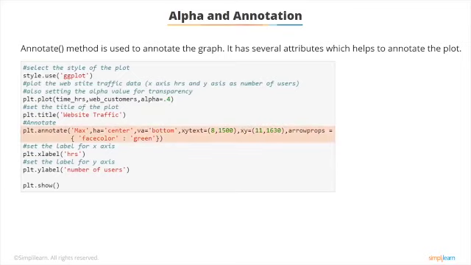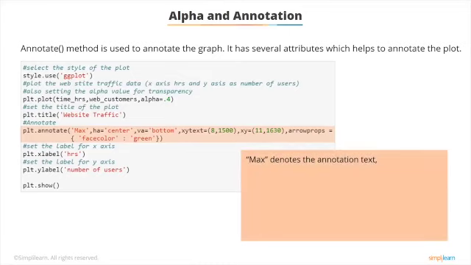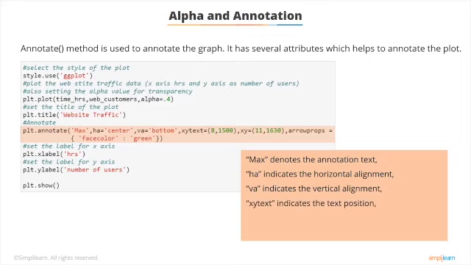The syntax for the annotate method is shown on the screen. The keyword max is the attribute that denotes the annotation text. HA indicates the horizontal alignment. VA indicates the vertical alignment. XY text indicates the text position, and XY indicates the arrow position. The keyword arrow props indicates the properties of the arrow. In this example, the arrow property is defined as the green color.